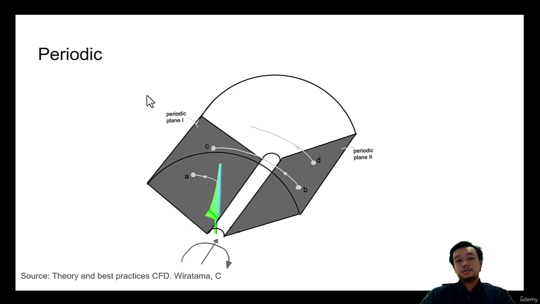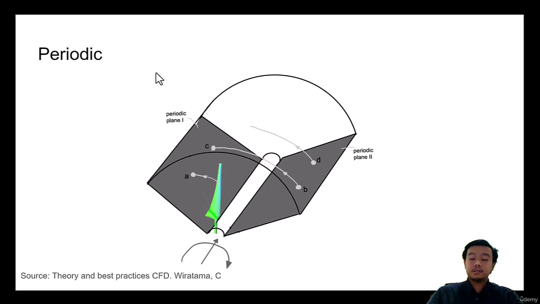Then we can also model our domain as periodic. Let's say if we have a turbine blade which has 3 blades, we can divide it into 3 regions and make the periodic plane like this. So the flow going through the point A will go out from the point B, and from C will go to the point D, etc. So it will be like a 3-dimensional flow.